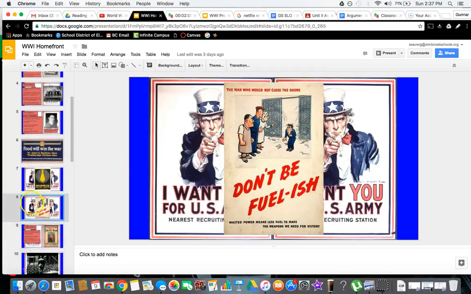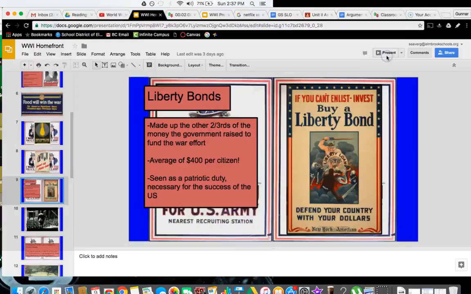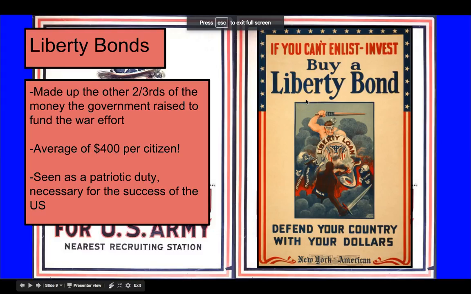I'm going to switch back into this PowerPoint here. So we have another really huge push from the Creel Commission and a push from the U.S. government to try and get people to support the war. And that's coming in the form of bonds, or what we're calling here Liberty bonds.